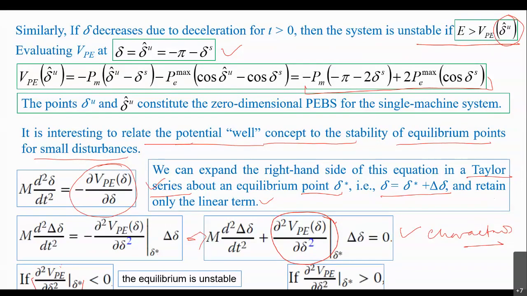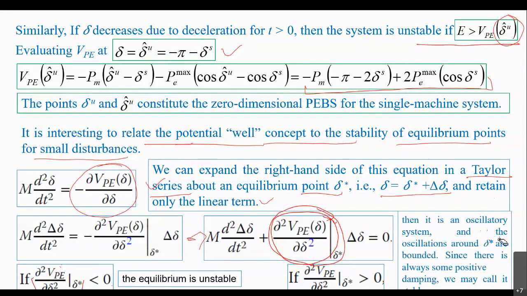Similarly, if the double derivative of this evaluated at delta star is greater than 0, then your eigenvalue will lie in the left hand side, and the system is a stable system, right? So directly by evaluating the energy function at an equilibrium point, or at a stable equilibrium point, you can simply know whether a system is stable or unstable for small signal analysis, right? Very simple.